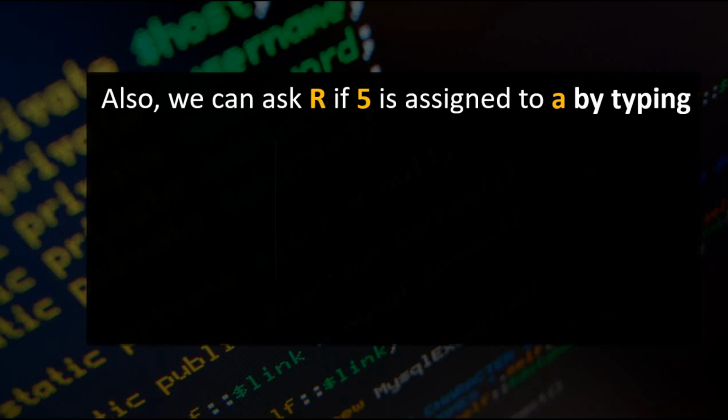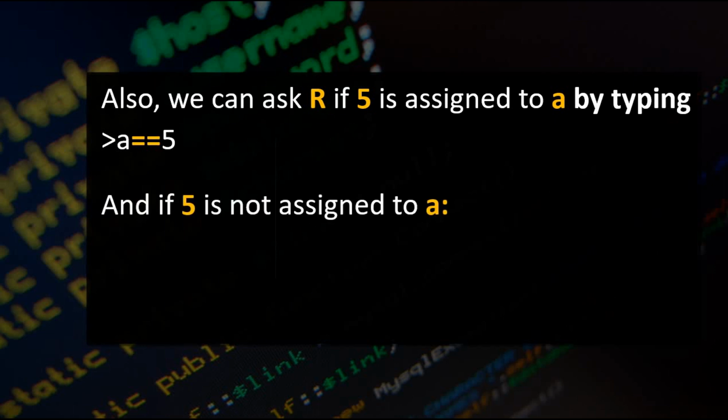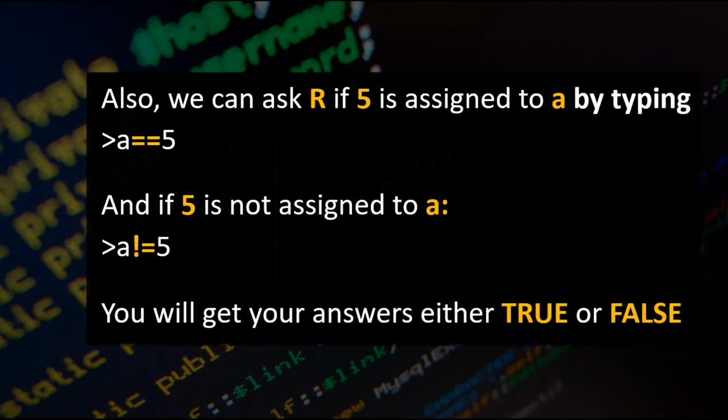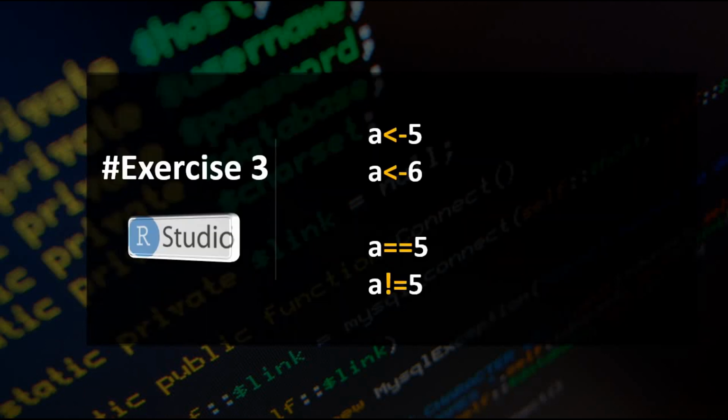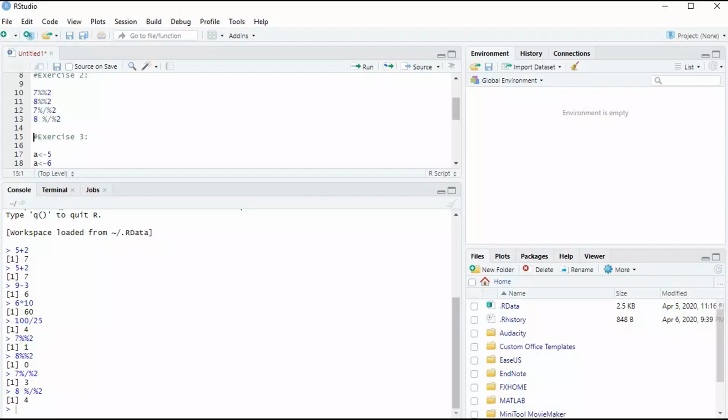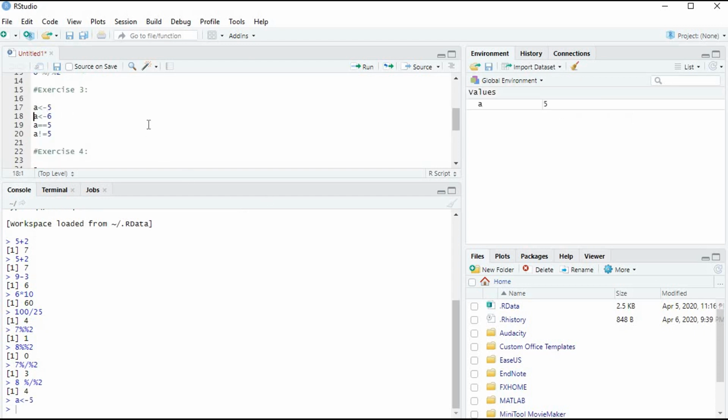Also, we can ask R if 5 is assigned to A by typing this code. And also, we can ask R if 5 is not assigned to A by writing this code. And you will get your answer, either true or false. So let's go to exercise 3 and try this out. So exercise 3 is here. So what we can do is Control Enter.